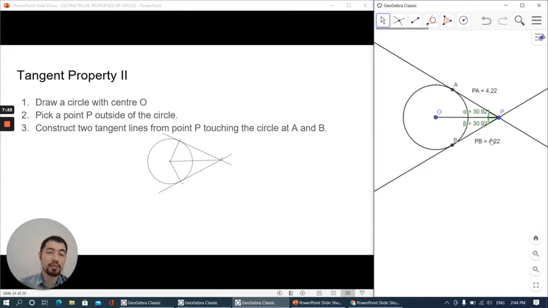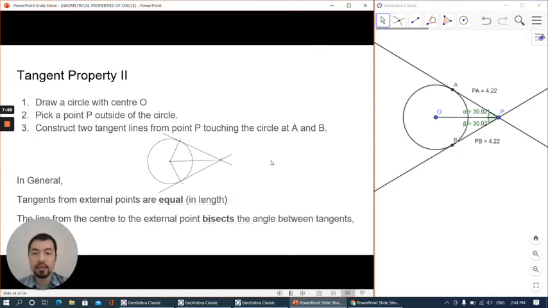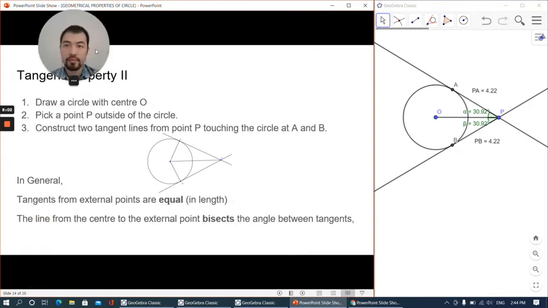So in general, tangents from the same external point are equal in length. And the line from the center to the external point, what does it do to the angle? It bisects the angle. It divides it into two equal parts. There you go.